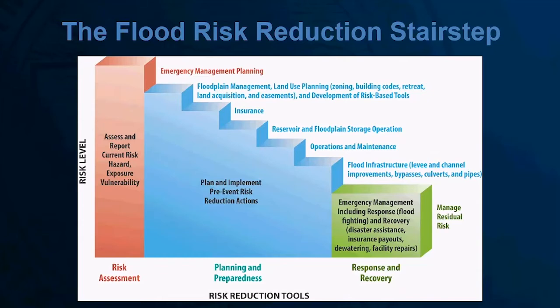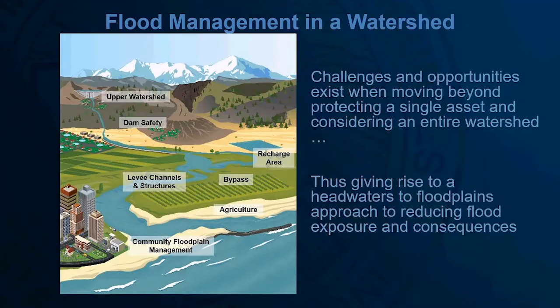And the next slide, what I wanted to point out is we're looking at a graphic here on the right of a watershed. And these are typical watersheds in California where we have a short distance from a mountainous area to a floodplain and then eventually out to a coastal area. Within this floodplain, you'll see that we've marked off the upper watershed, a dam feature out there, recharge areas, levee channel structures, communities, and agriculture.